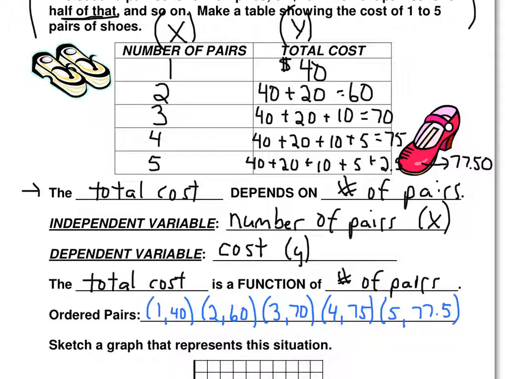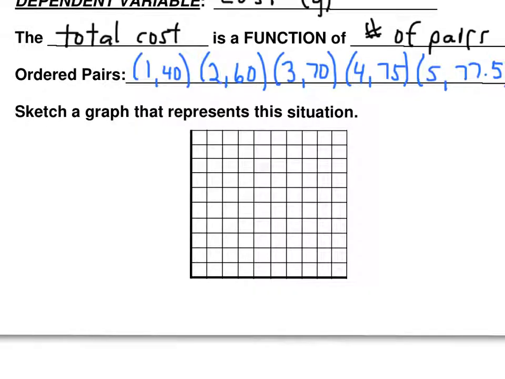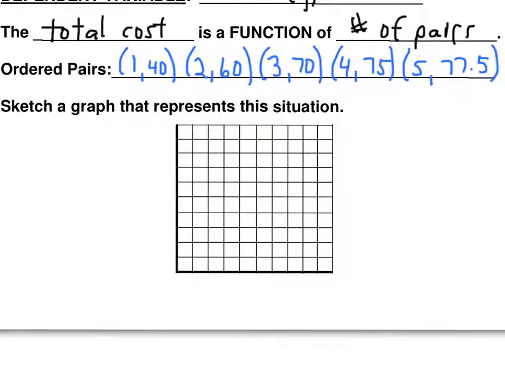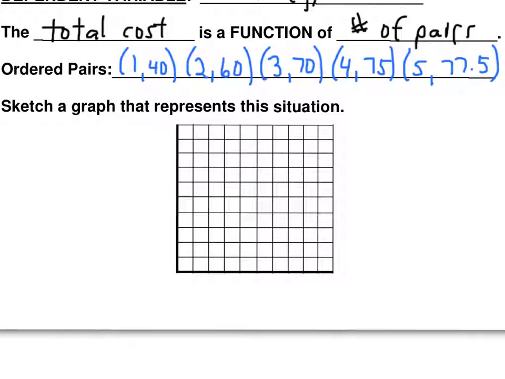So we're actually taking this information, we're making ordered pairs, which means now we can graph it to see what it looks like on a graph. So now you'll need to get some graph paper because we're going to sketch a graph of this situation.